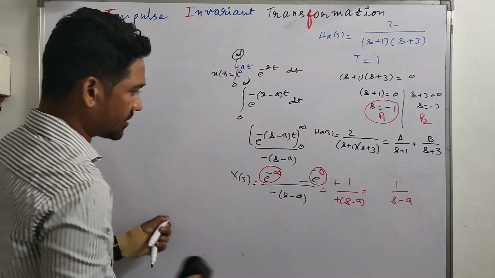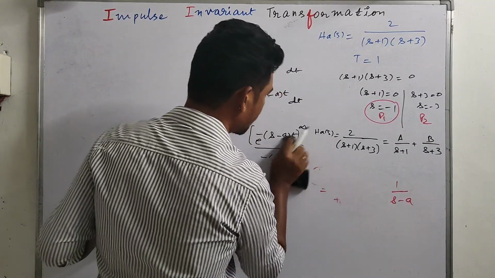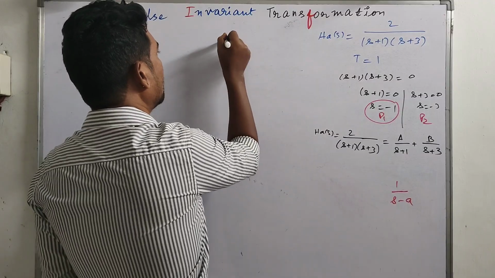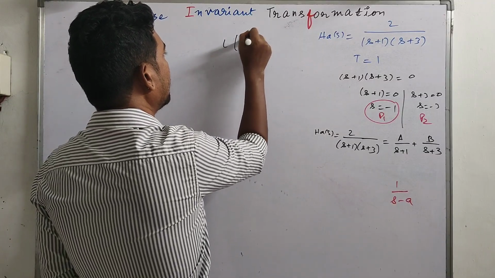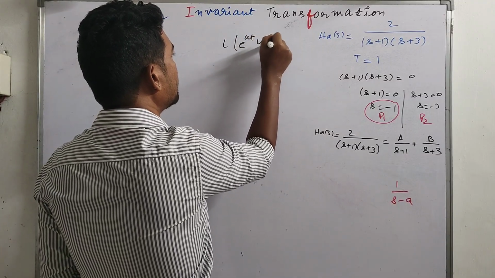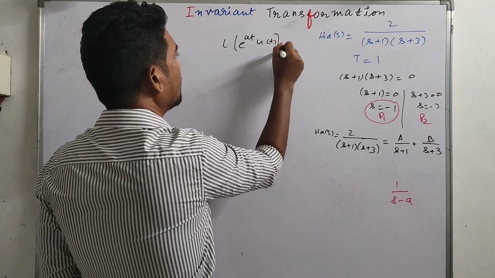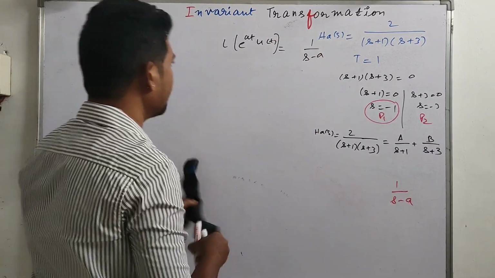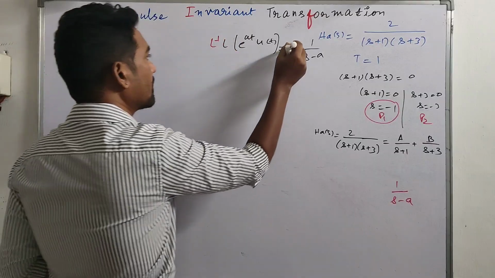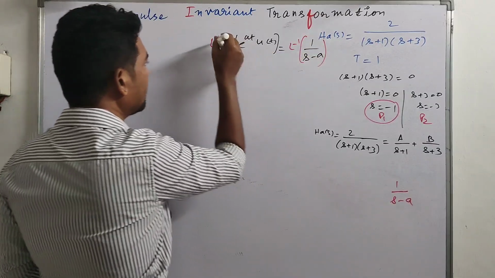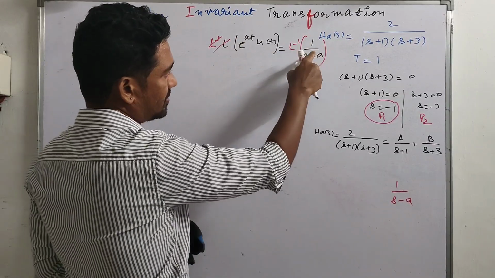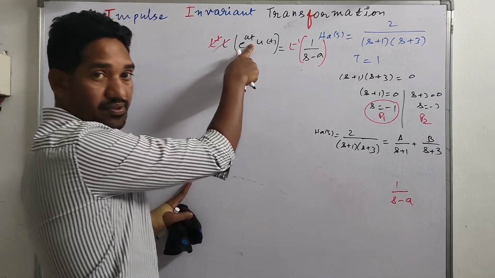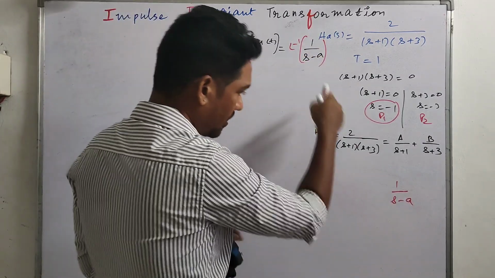Alright, so where did we start from? What I was trying to say, guys, is that the Laplace transform of e power at u of t equals 1 upon s minus a. Now applying the inverse Laplace transform on either side, this gets cancelled, and so we can say that the inverse Laplace transform of 1 by s minus a, we have to write like this. Remember this one, this is very much important.